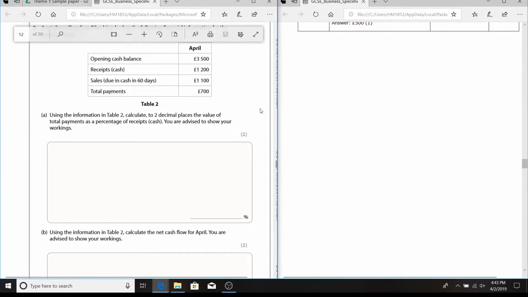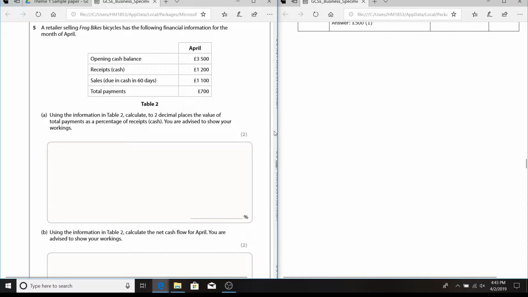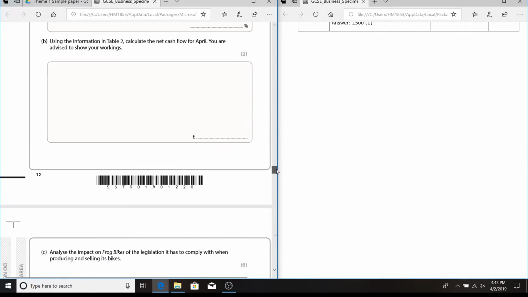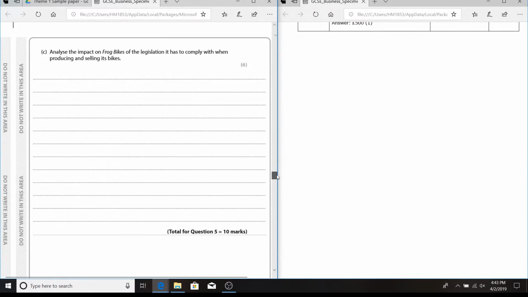Super. Let's move it on through this paper now then. Right. Okay, so we're into our next analyze question now. So what do we need to do? What was that structure again? Can you remember? How are we going to go about this? Again, it's saying analyze the impacts. This means you can do a benefit, you can do a drawback. Analyze the impact on Frog Bikes of the legislation it has to comply with when producing and selling its bikes.